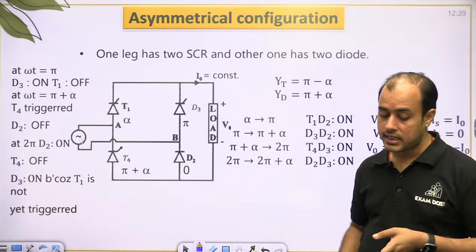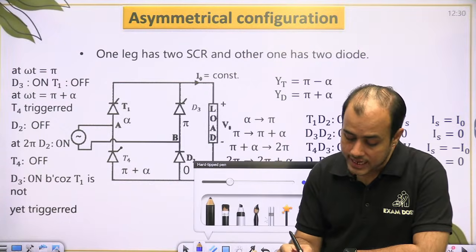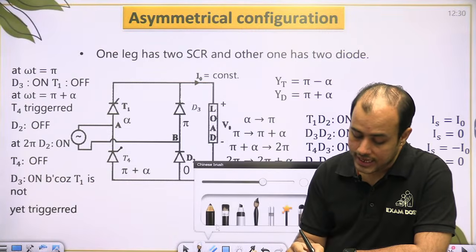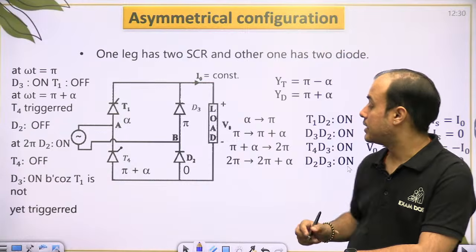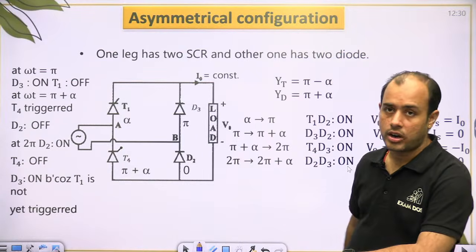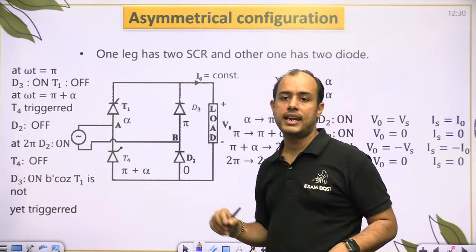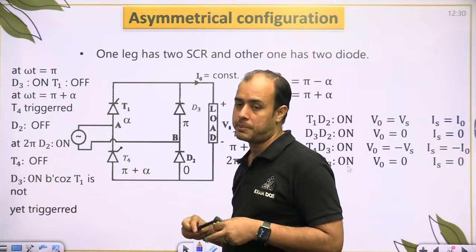In asymmetrical beta, in one leg you have two thyristors, and in one leg you have two diodes. So this D2 will turn on at 0, D3 will turn on at pi, T1 will turn on at alpha, T4 at pi plus alpha.